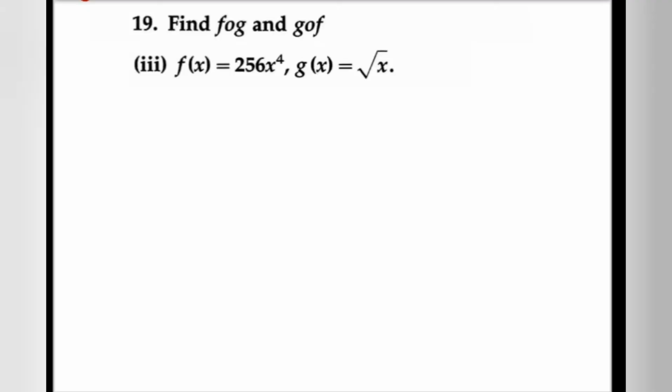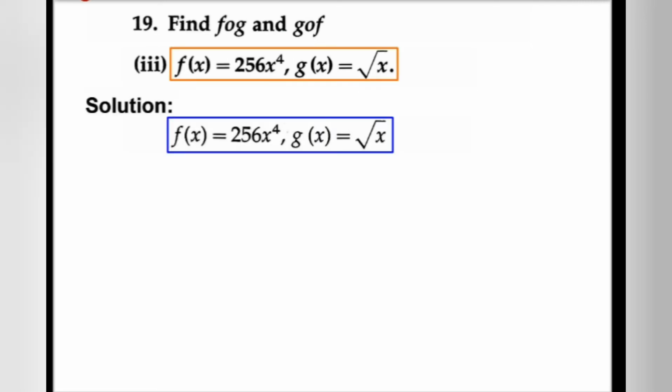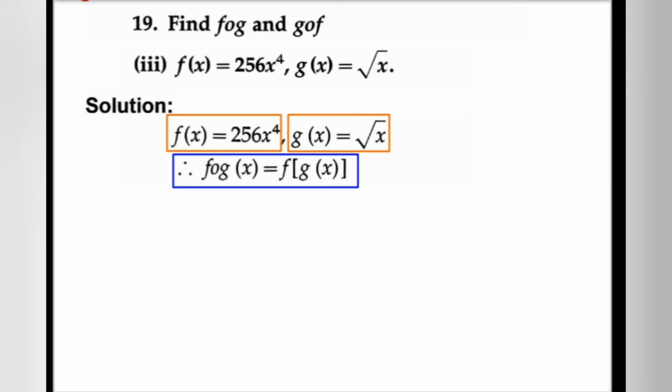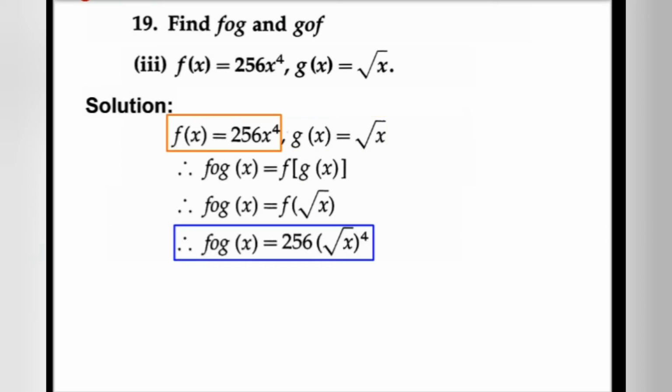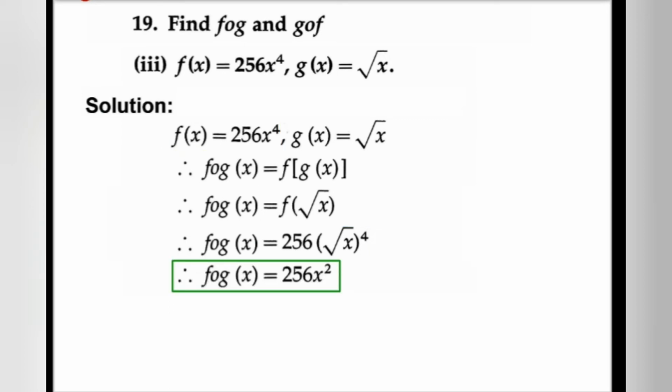Number 3. f(x) is equal to 256 x raised to power 4. g(x) is equal to root x. Now, f(x) is 256 x raised to power 4, g(x) is root x. Well, f of g of x would be f(g(x)), that is f(root x), which is equal to 256 into (root x) whole raised to power 4. Therefore, f of g of x would be 256x squared.